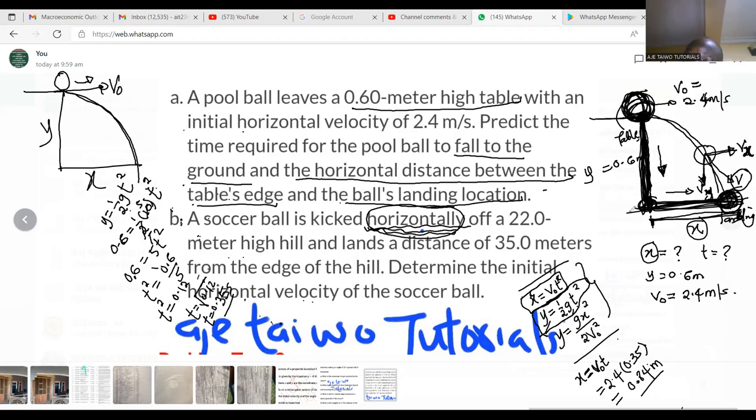But take note, acceleration is constant vertically. I'm sorry, what am I saying? Acceleration is constant vertically. Is it plus or minus what? G. Acceleration horizontally is what? Zero.